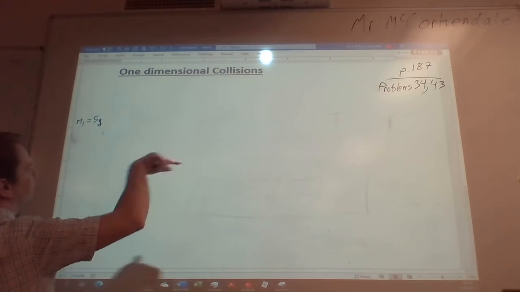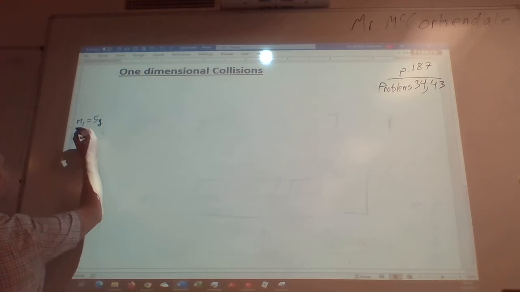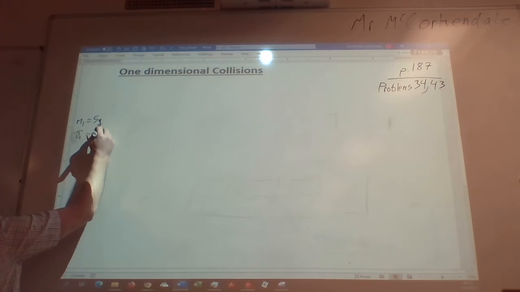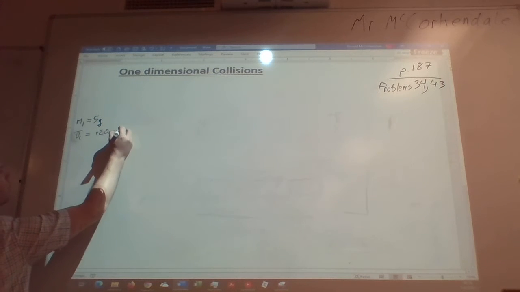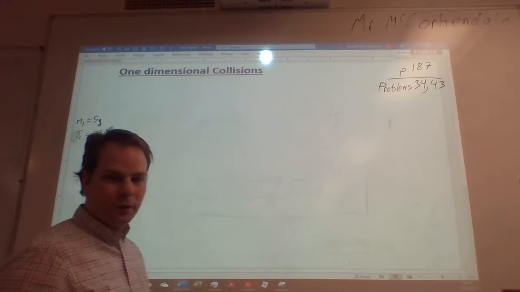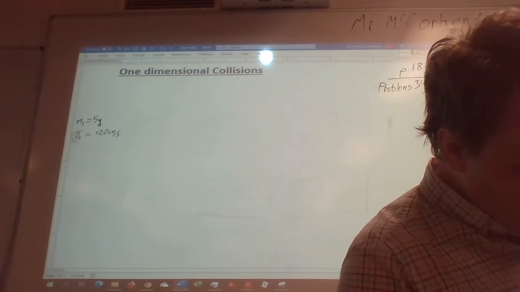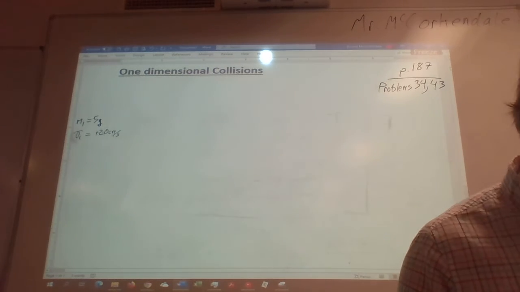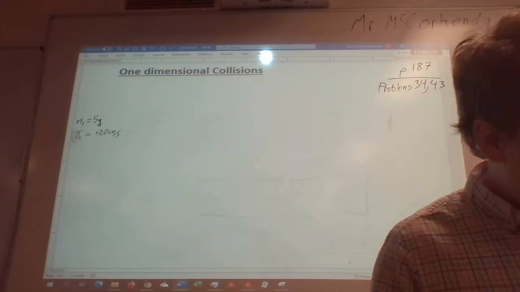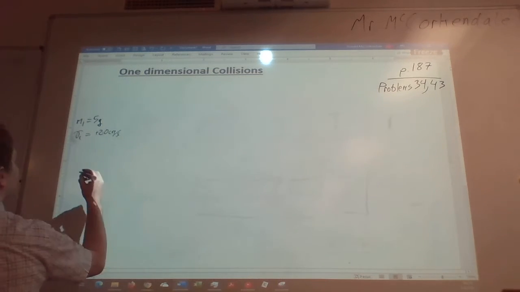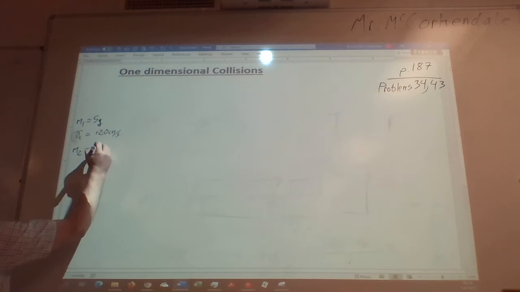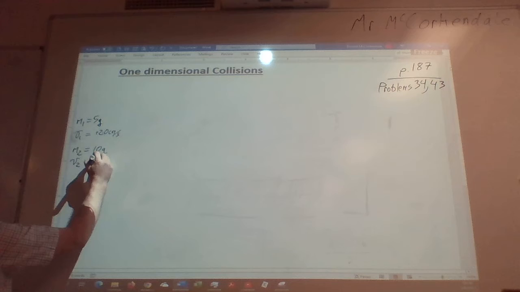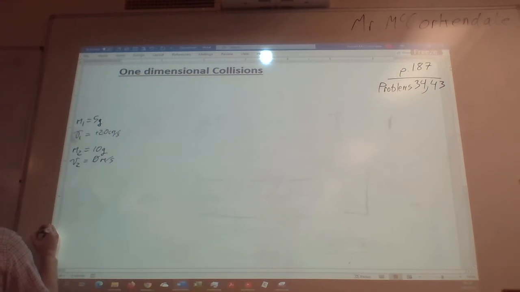So right is going to be that way, so I'm going to call that positive. So we have V1 is positive 20 centimeters per second. So that's our object 1 information. It makes an elastic head-on collision with a 10-gram object that is initially at rest. So M2 is 10 grams, and its velocity is 0 meters per second.